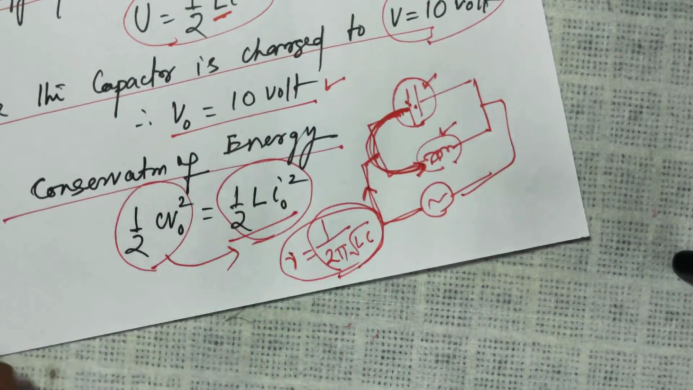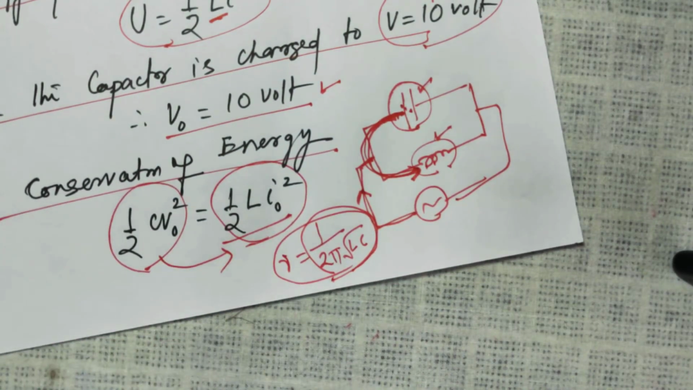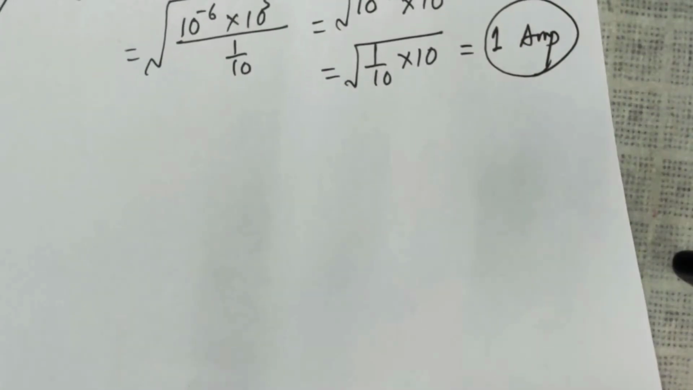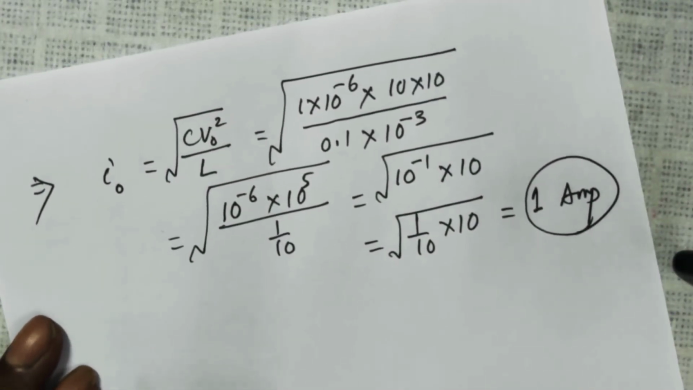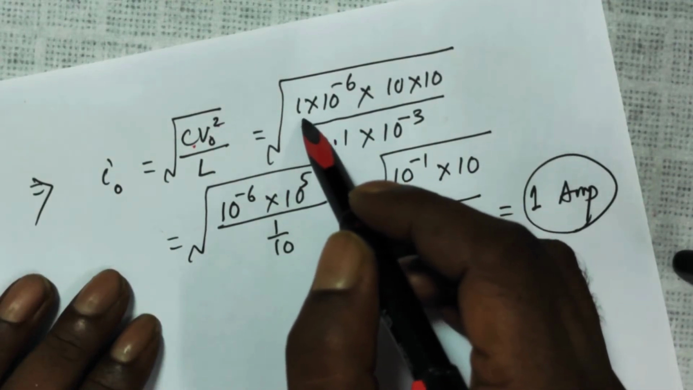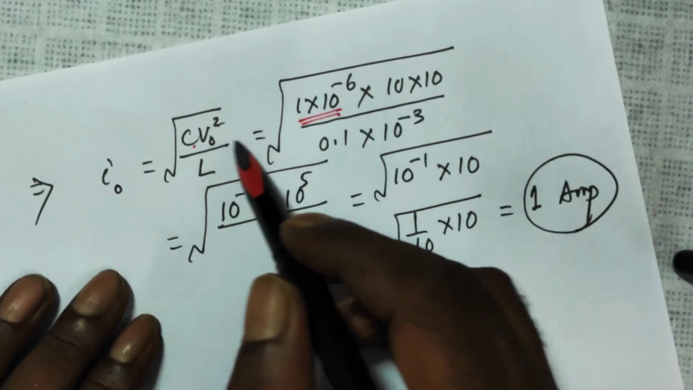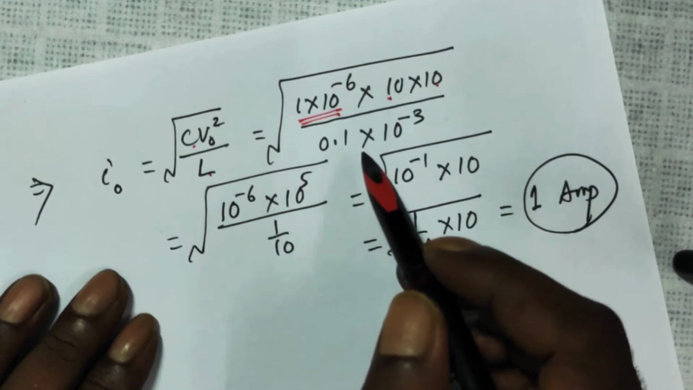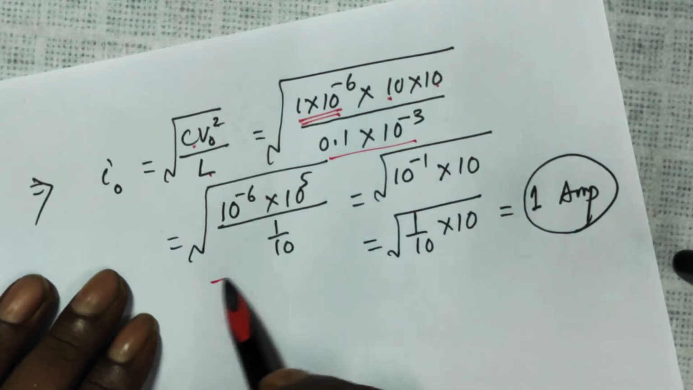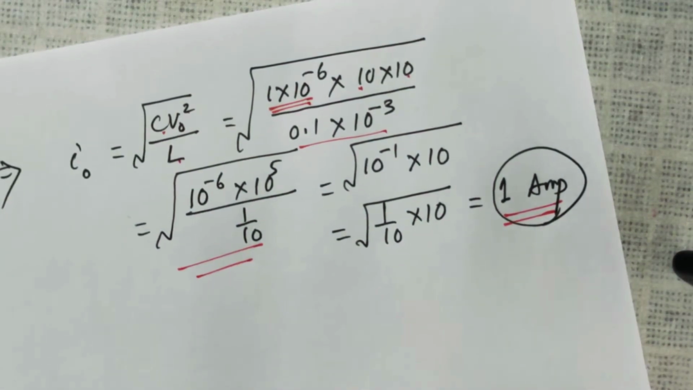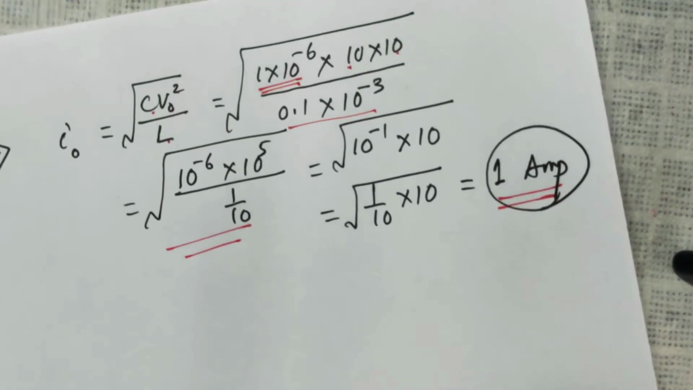So, by equating these two, we are interested to find out I naught. I keep I naught on one side, half cancels. So V naught square over square root of that. I put the value of capacitance because this is given. Voltage 10 into 10 divided by L, which was 0.1 millihenry. Just simplifying, I get it as 1 ampere. So the maximum current in the circuit is 1 ampere.